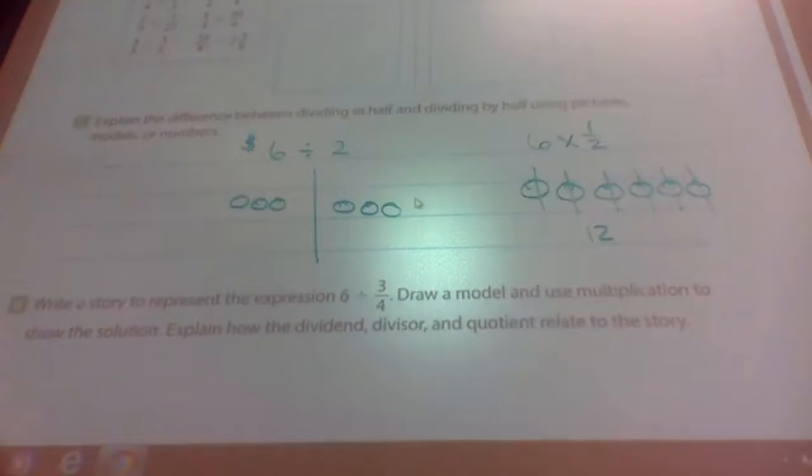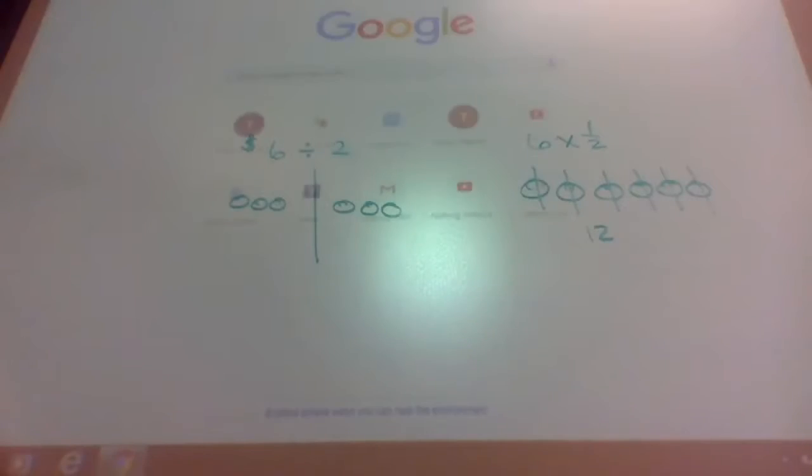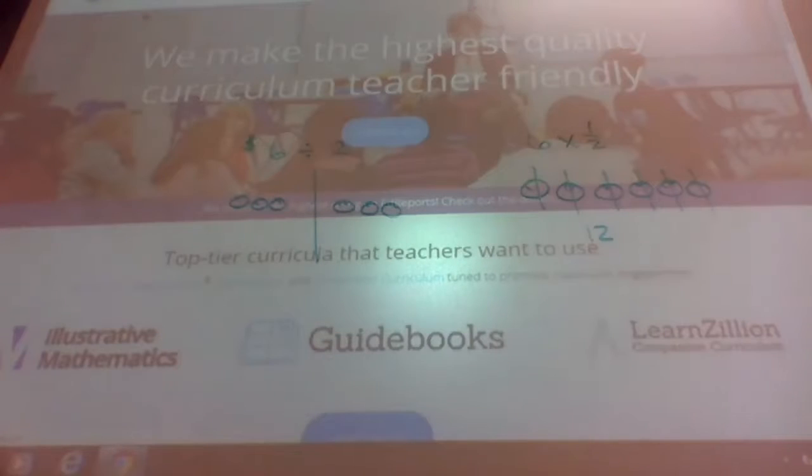Don't worry about the rest of these 2 pages because I kind of went over them. I'm just going to move on and give them some more examples that we can go over. All right, so the next thing I'm going to do is show you a video on Learn Zillion.